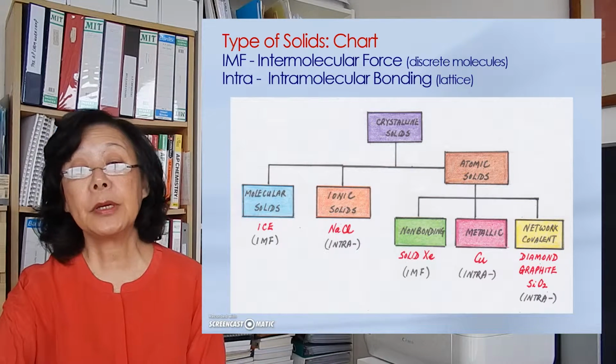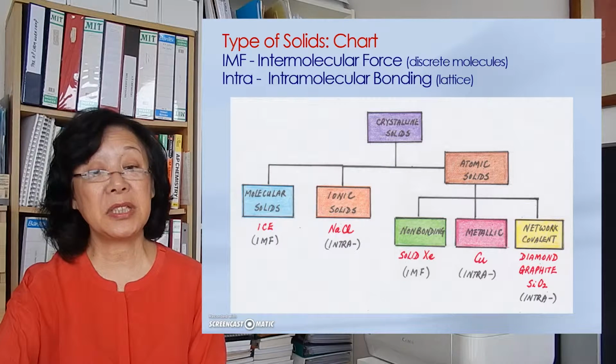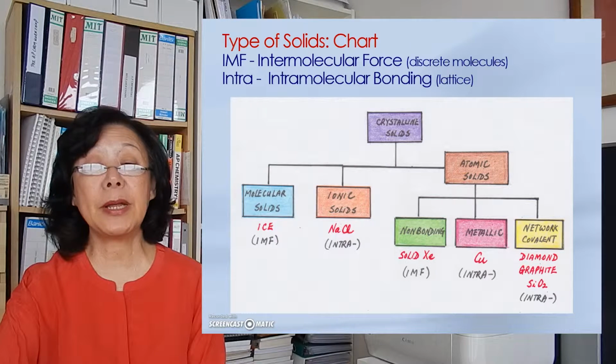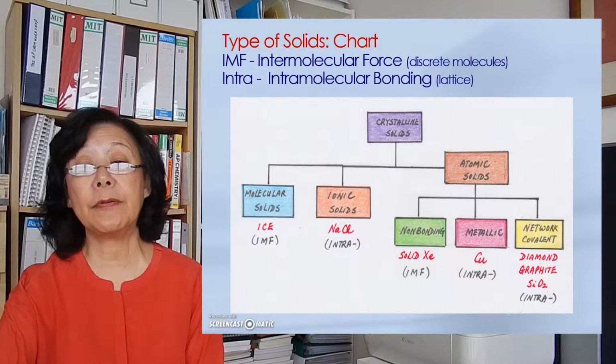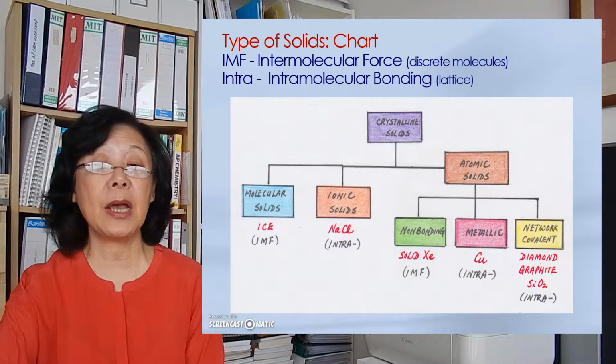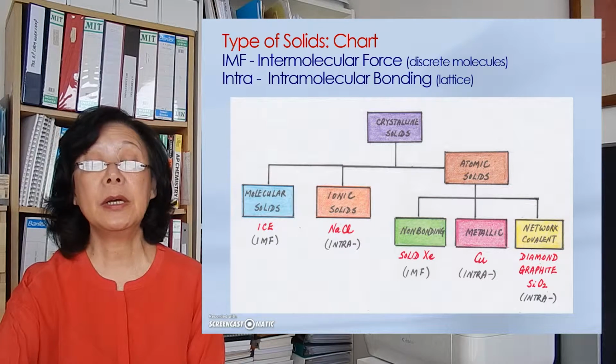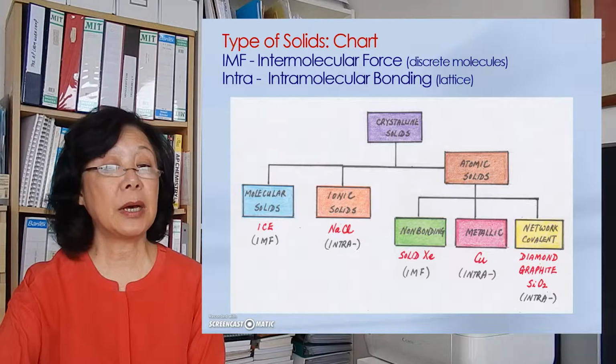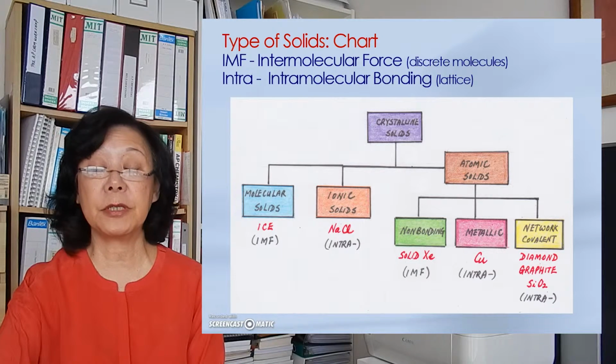We have the non-bonding solid like xenon that operates by IMF. And then we have the metallic bonding like copper, which we refer to as intramolecular bonding. Then we have the network covalent, which is the diamond, graphite, and silicon dioxide, referred to as intramolecular bonding. And then we have another category, ionic solids, like sodium chloride, intramolecular bonding. And finally, the molecular solid, like ice with intermolecular force.